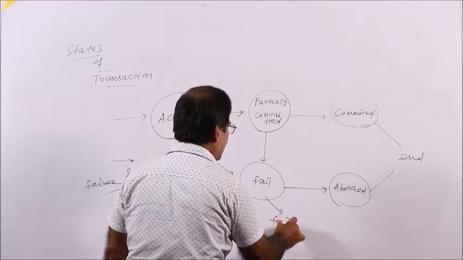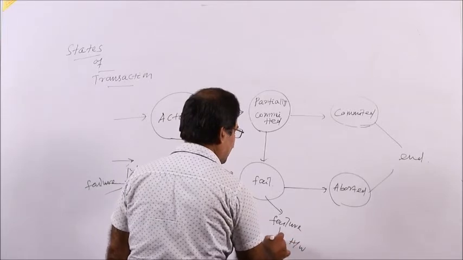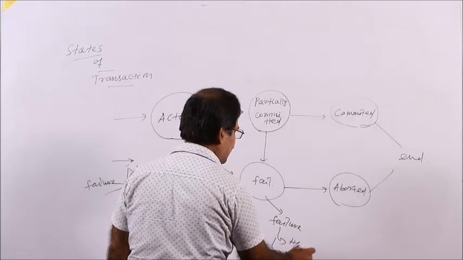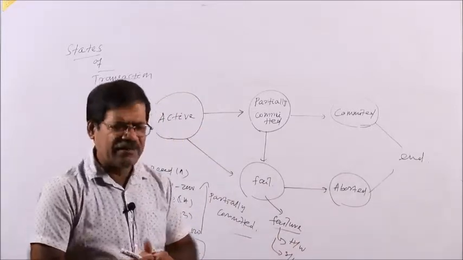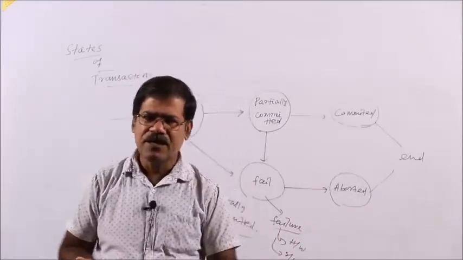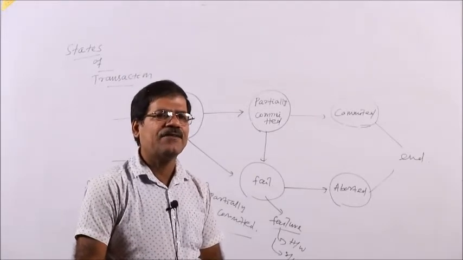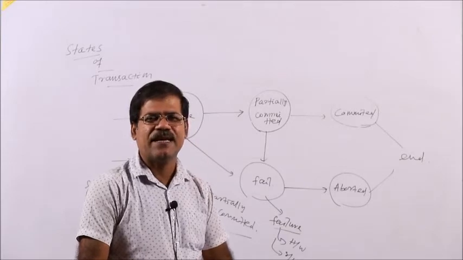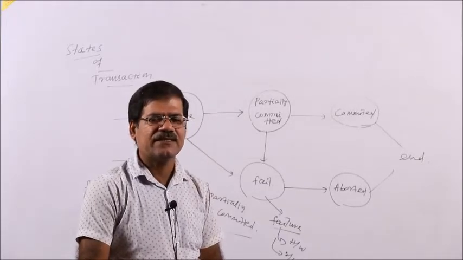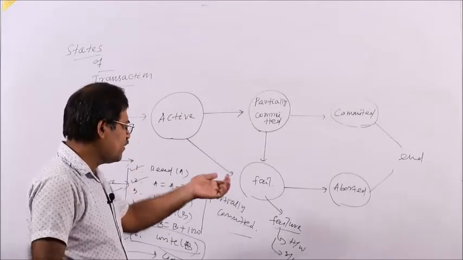So what type of failure? It may be a hardware failure, or a software failure, or a disk failure, or a link failure. There may also be some problems, like a system crash. So different types of failures occur. That is called your fail state.